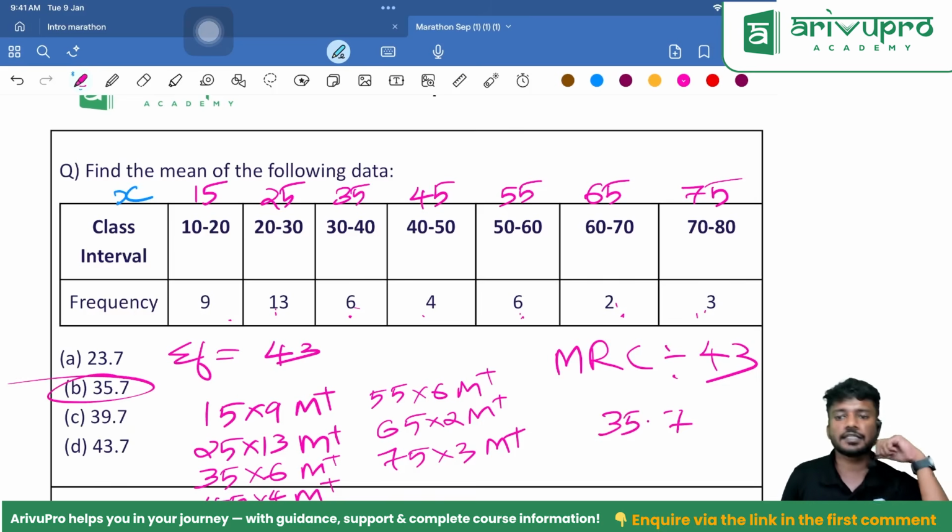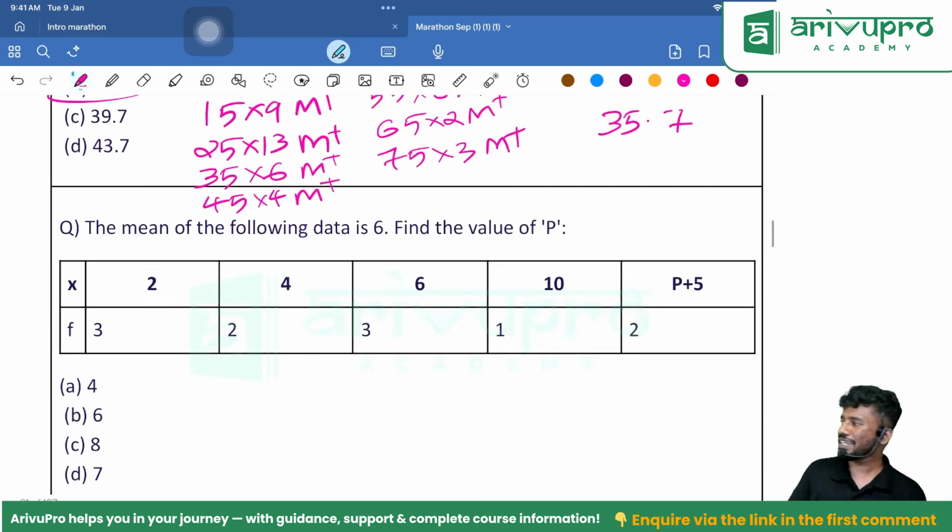35.7. What is the answer? Option B. Clear? Yes. So mean is done. Arithmetic mean is done. But there are certain type of question where they will ask for the missing value.